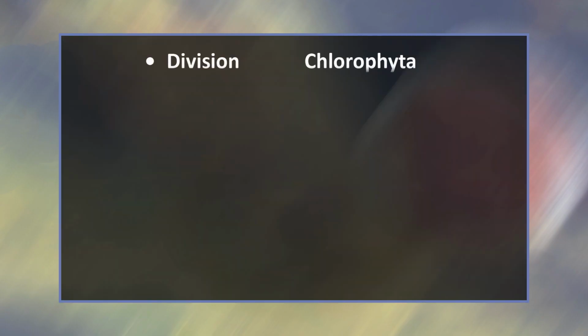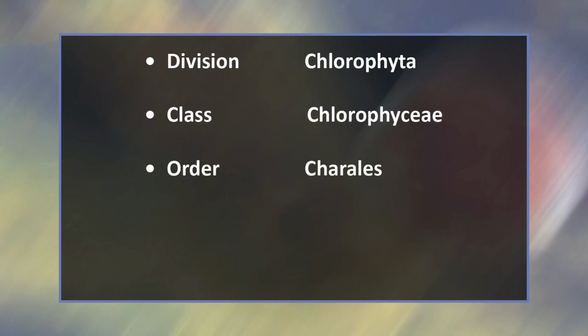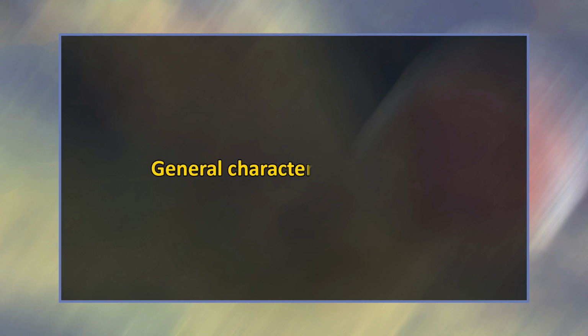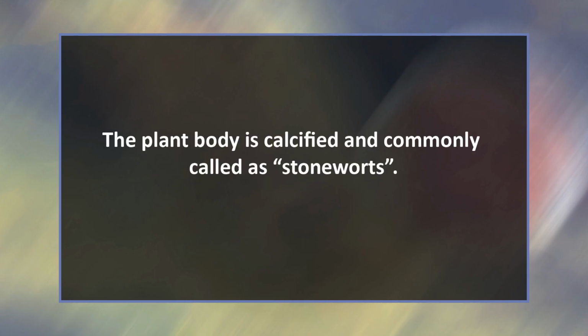Now coming to the classification of Chara, it belongs to division Chlorophyta, class Chlorophyceae, order Charales, family Characeae, and genus Chara. Now let's find out the general characteristics of Chara. The plant body is calcified and commonly called stoneworts.